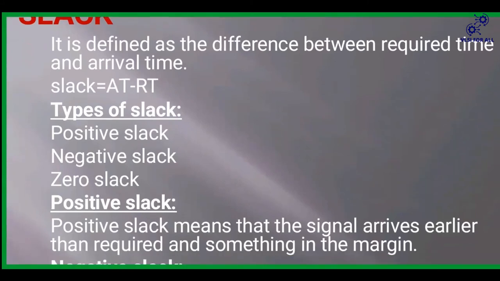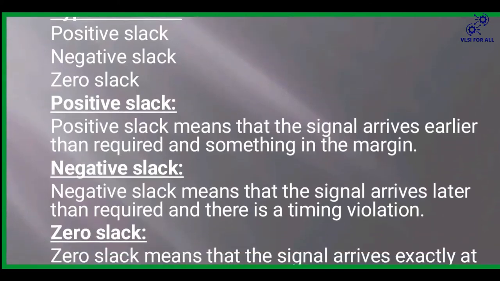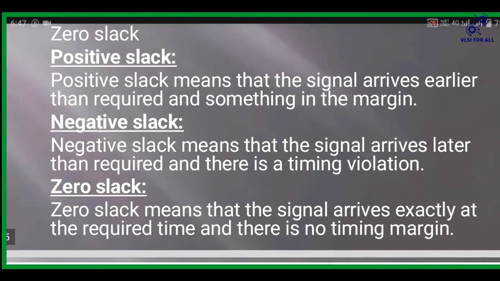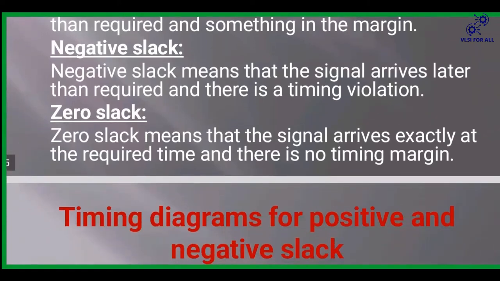So how many types of slack do we have? 3 types of slack: positive slack, negative slack, and zero slack. What is a positive slack? Positive slack is when the signal arrives earlier than the required time, with some margin. What is a negative slack? If the signal arrives later than the required time, it leads to a timing violation, and that is negative slack. And what is zero slack? Zero slack is when the signal arrives exactly at the required time, with no timing margin.